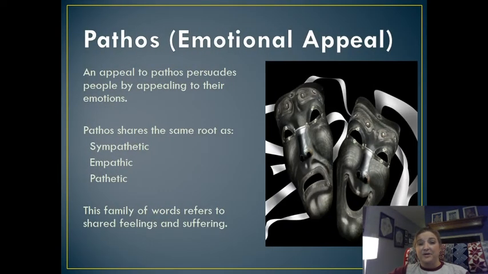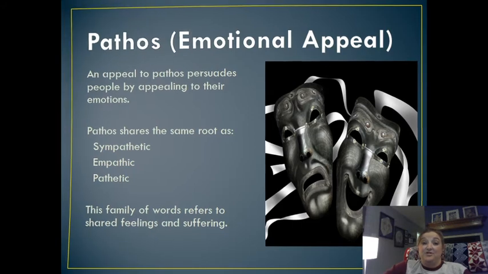So another appeal in rhetoric is the emotional appeal. This is pathos. This is literally emotions. It is the easiest one to recognize, and it is also probably the most overused form of appeal. The idea that you play on people's emotions and get them to do what you want them to do because they react emotionally.